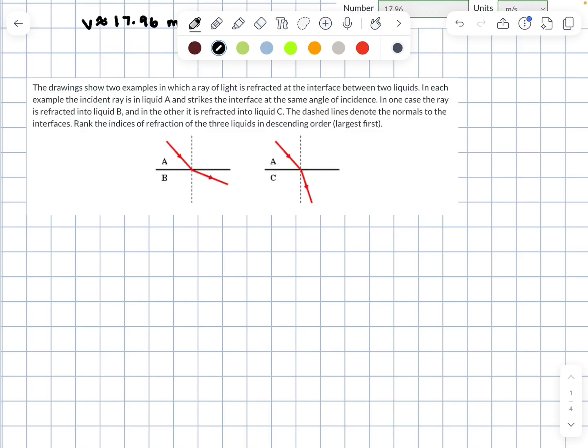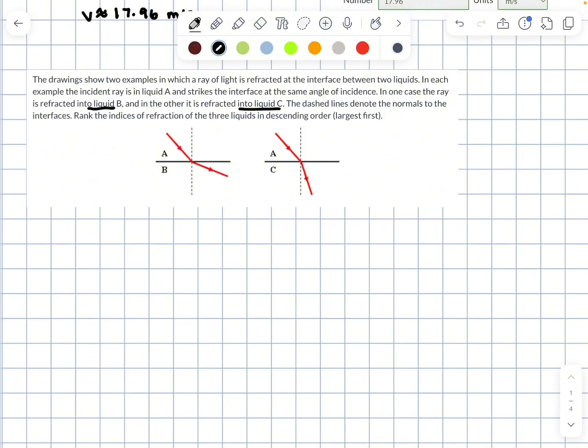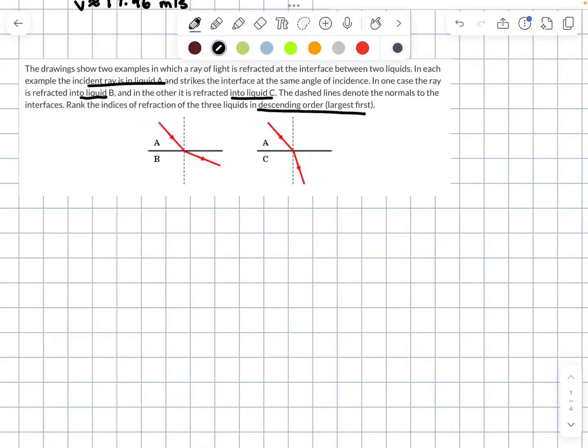Problem 2 says, the drawing shows 2 examples in which a ray of light is refracted at the interface between 2 liquids. In each example, the incident ray is in liquid A and strikes the interface at the same angle of incidence. In one case, the ray is refracted into liquid B, and in the other, it is refracted into liquid C. I'm going to highlight some. The dashed lines denote the normals to the interfaces. Rank the indices of refraction of the 3 liquids in descending order, largest first.